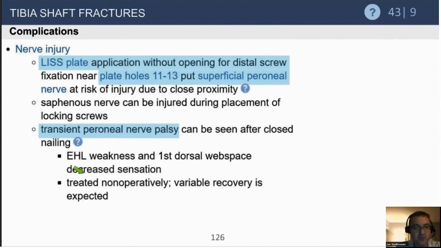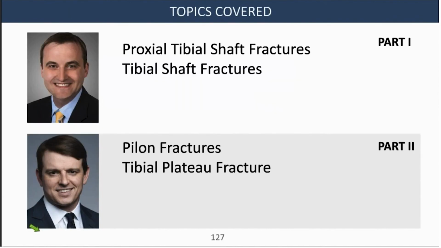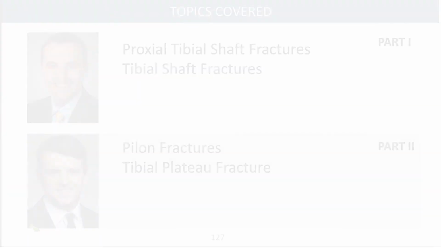And then nerve injury as well. We talked about this with plating tibia fractures, especially with longer plates. Expose the plate distally. Also, the saphenous nerve can be at risk immediately around the ankle. Transient nerve palsy can be seen after closed nailing. It's not compartment syndrome, but it can have some of the similar symptoms, and many times these patients present to your clinic, and thankfully many times the recovery does come back.